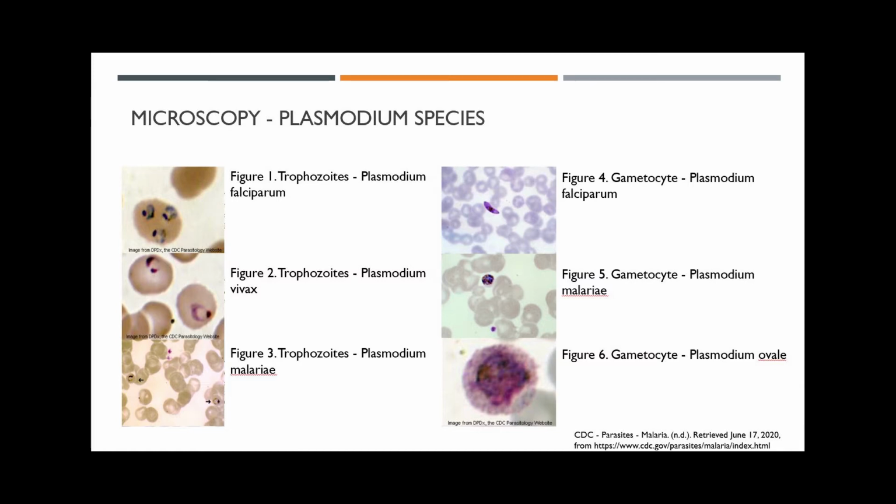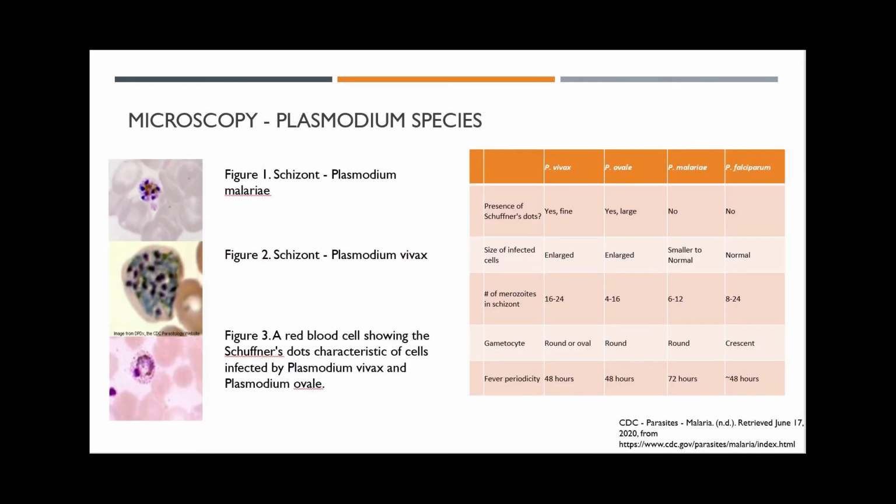In figure 6, we're shown the gametocyte of Plasmodium ovale. This particular one has a round gametocyte that is larger than normal red blood cells, and it also has a grainy appearance as well as Schüffner's dots.